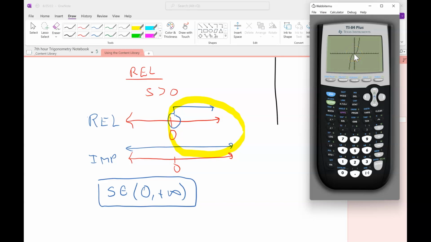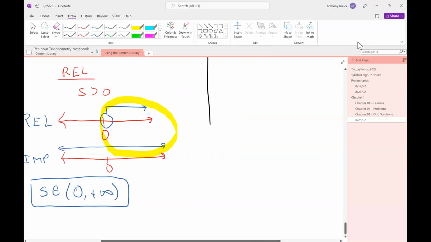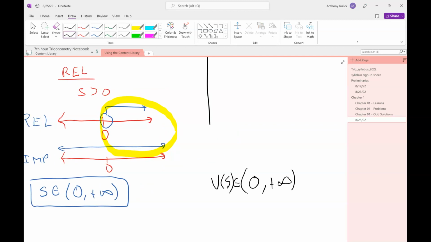I'm really starting here. The lower bound is 0. That's the shortest y coordinate, right? And the upper is positive infinity. And they're both parentheses because both ends were parentheses from before.